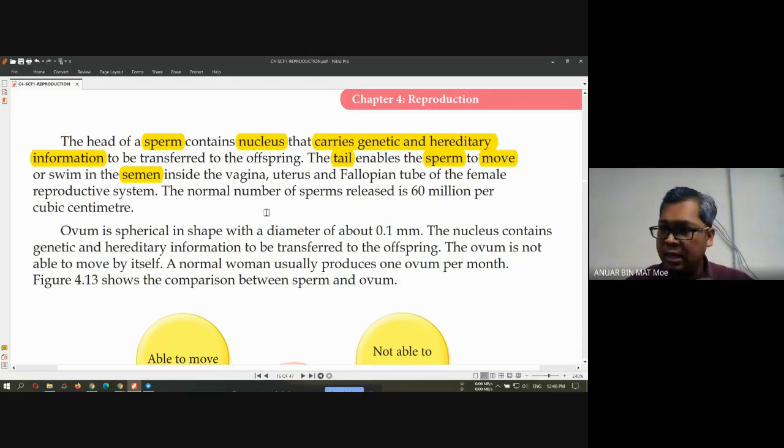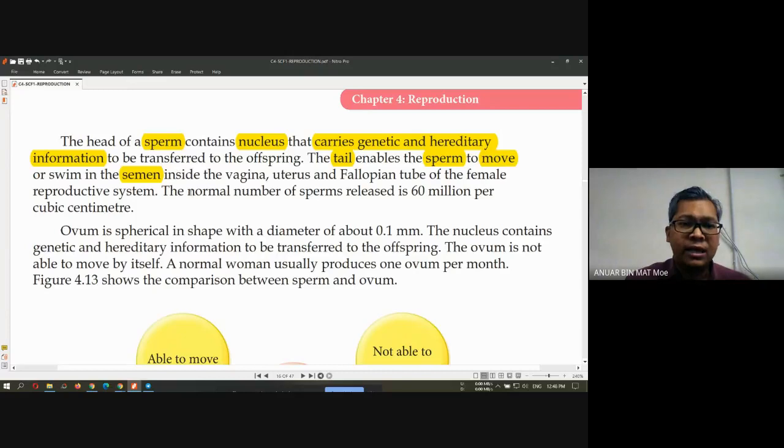Semen is usually white in color. For boys, semen is usually white in color and very sticky. It is a very sticky substance that we ejaculate in order to channel the sperm into the woman. That is the condition of semen. Okay, the color of it, just a whitish color and a bit sticky, right? So I continue. The tail enables the sperm to move or swim in the semen inside the vagina, uterus, and fallopian tube of the female reproductive system.